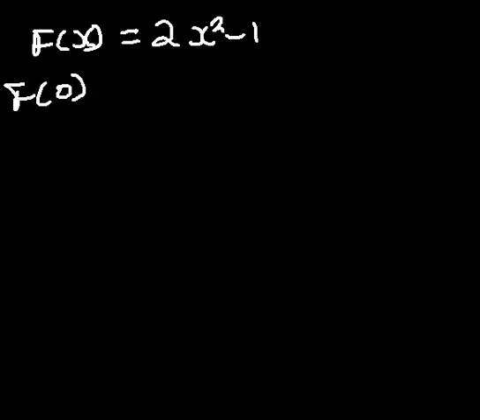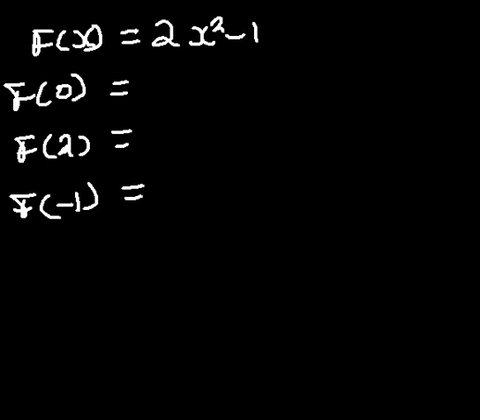Let's say we have a function given as f of x is equal to 2x squared minus 1. So what is f of 0, what is f of 2, and what is f of negative 1 for the function? Mind you, 0 is the input and the output will be given as f of 0. So in this case, where there is x, I'm going to put 0 in the function.